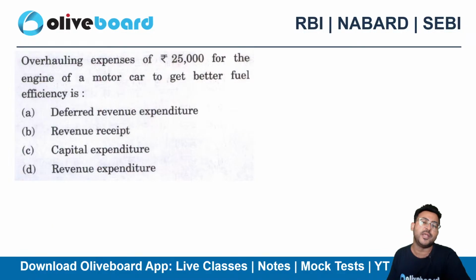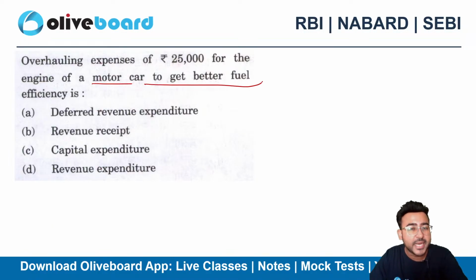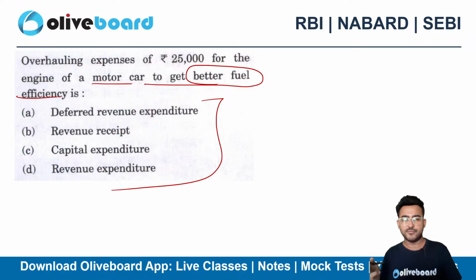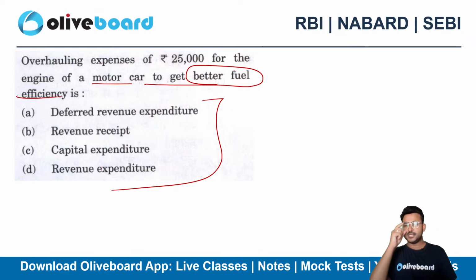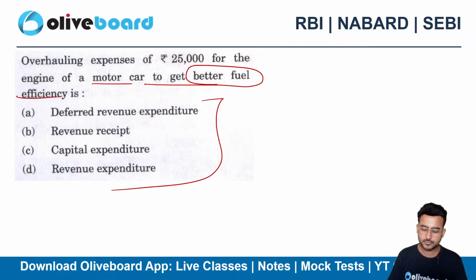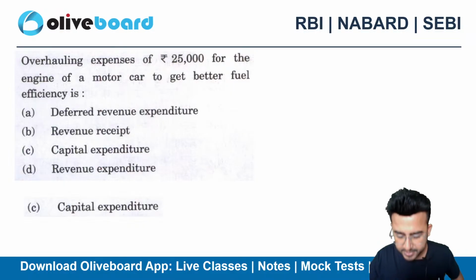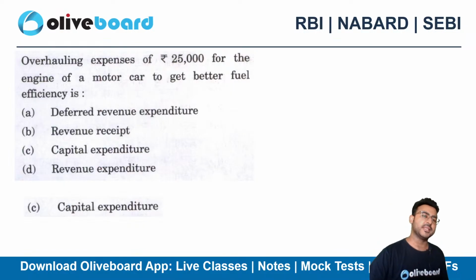Overhauling expenses of 25,000 for the engine of motor car to get a better fuel efficiency is what kind of expenditure? Deferred revenue expenditure, capital, revenue expenditure, or revenue receipt? So because of this expenditure, my motor car engine got better, it got more efficient. So can I say that it increased the life of engine or the efficiency of engine? So it's nothing but a capital expenditure.